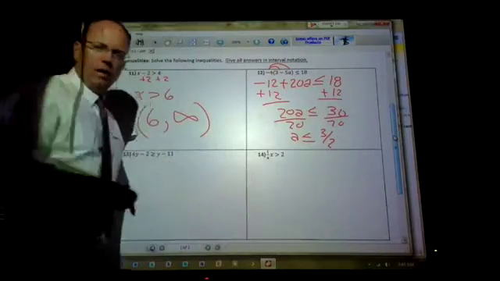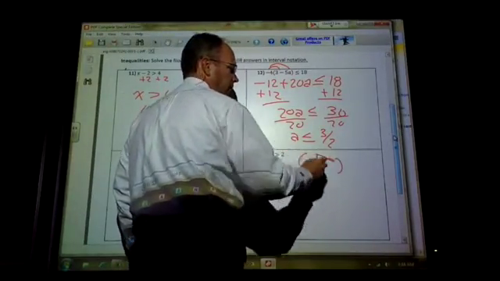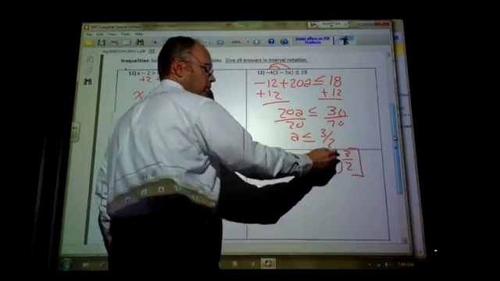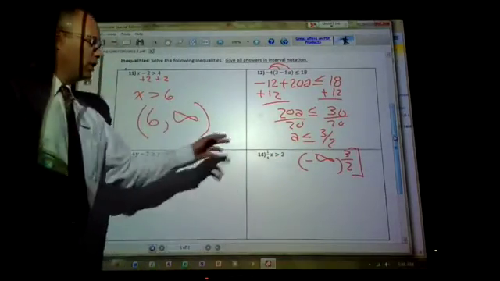I want values that are less than. So we're going to negative infinity. I'm starting at 3 over 2, and that's a square bracket. The reason it's a square bracket is equal to. I want values that are less than. That's why I'm going to negative infinity.